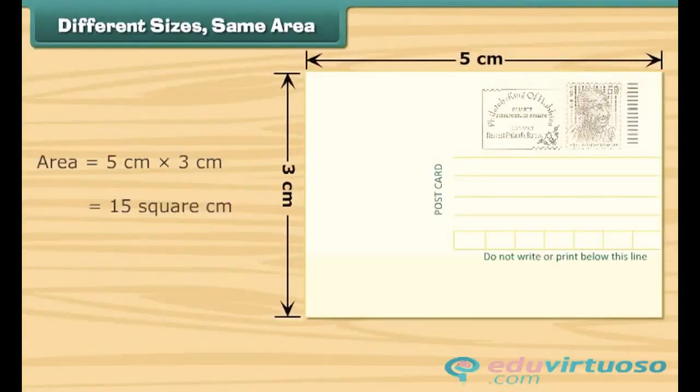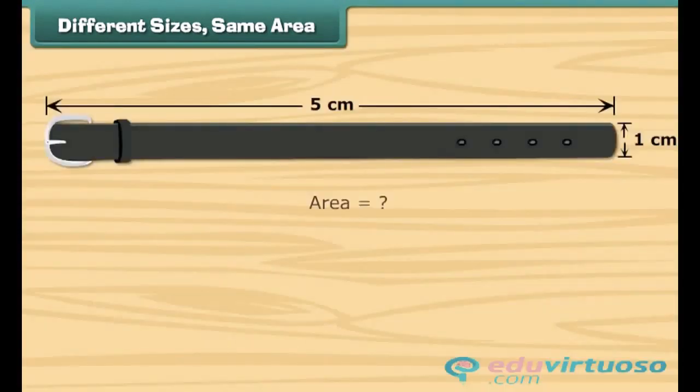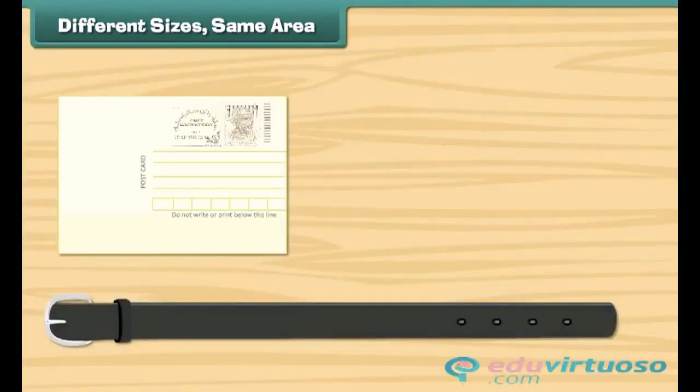Look at this postcard. Its area is equal to 15 square centimeters. What about the area of this belt? It is also 15 square centimeters. Both postcard and belt are of same area, but their sizes are different. What about their perimeters? Do both have same perimeters?